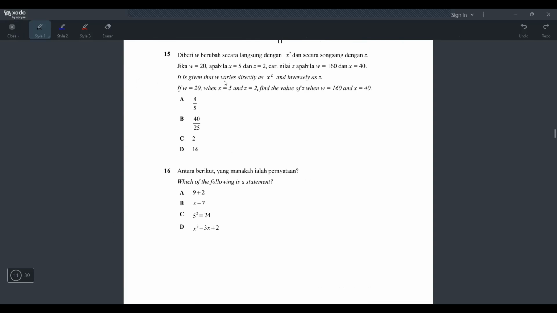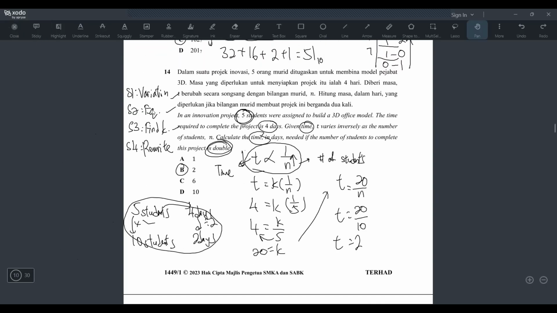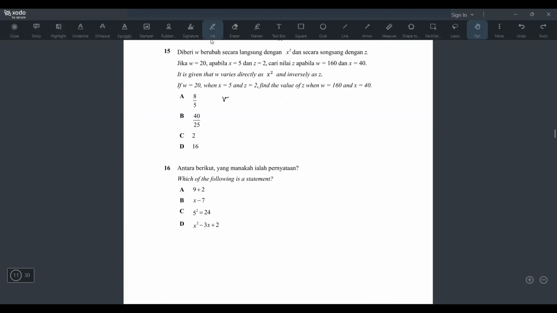Okay, number 15, it is given that W varies directly as x squared. Variation again. So let's write down. Let's follow these steps lah. Step 1, write the variation. Step 2, change to equation. Step 3, find K. Step 4, rewrite. Just like number 14.